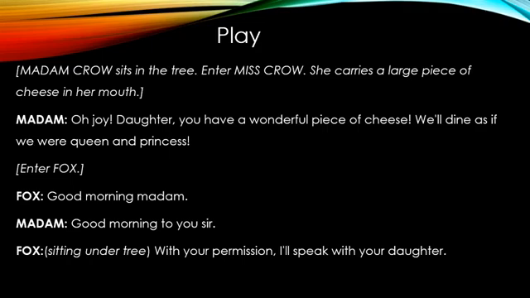Madam Crow sits in the tree. Enter Miss Crow. She carries a large piece of cheese in her mouth. These are the stage directions. So we know that if we were watching this on stage, Madam Crow would be sitting in a tree. Her daughter, Miss Crow, would enter, and Miss Crow has a large piece of cheese in her mouth.